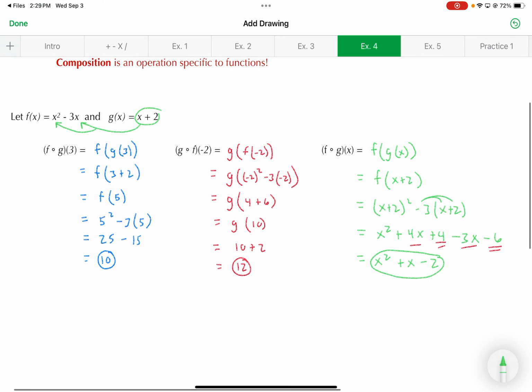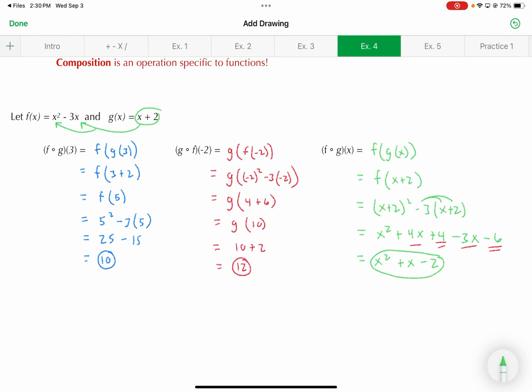Now, I can check if this appears to be valid by going back to the first problem. F composed of g of 3 gave me 10, right? So if I plug 3 in for the x's here of this result in green, I better get a 10 as well. 3 squared is 9, plus another 3 is 12. 12 minus 2, 10. Matches over here.